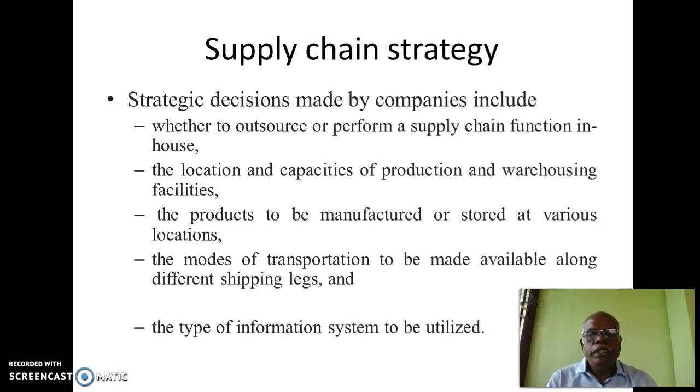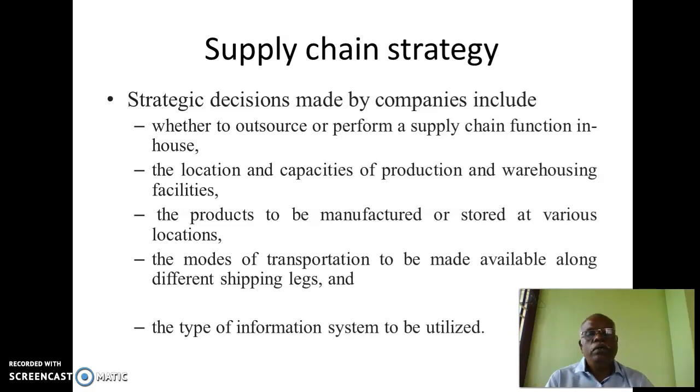So when we talk about supply chain strategy, there are decisions to be made by the companies. We can see them one by one. The first decision is whether to outsource or perform a supply chain function in-house. What do you mean by outsource and in-house? When you say outsource, the company gives the supply chain job to a third party. When you say supply chain function in-house, the company itself takes care of the supply chain function. So what we have to decide now is whether to outsource or to do it in-house.